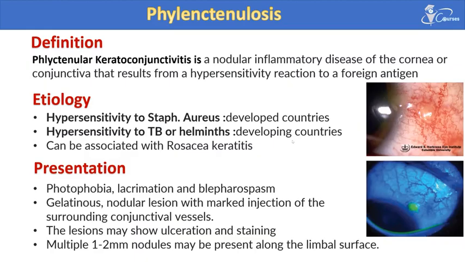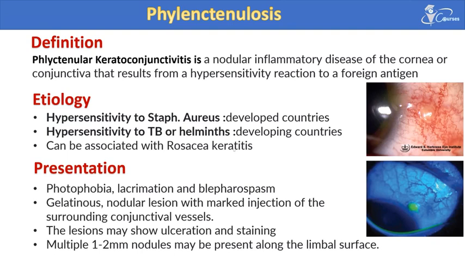For instance, in developed countries like the US, it more commonly occurs due to hypersensitivity to Staphylococcus aureus. So the patient develops a Staph aureus infection, then the body develops antibodies against Staph aureus. These antibodies will cross-react with the corneal tissue, the limbal tissue, and the conjunctival tissue, causing this nodule, called phlyctenulosis or phlyctenular keratoconjunctivitis. So this is for the developed countries. For the developing countries, it can be caused by hypersensitivity to, previously the tuberculin test, but now tuberculosis infection, Mycobacterium tuberculosis, or helminthic infestations.